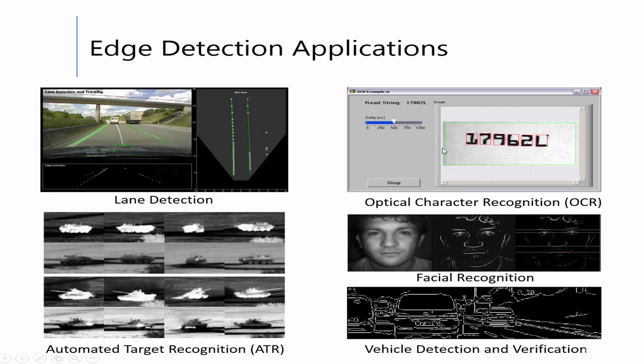And then we can also use it for optical character recognition, or OCR. As you can see, this is a LabVIEW program that is used. We use edge detection just to extract the important features, and we can discard all the other noise in the background. This also helps us to do pattern recognition or matching so that we get the desired alphabet or number. We can also use edge detection for automated target recognition, or ATR.